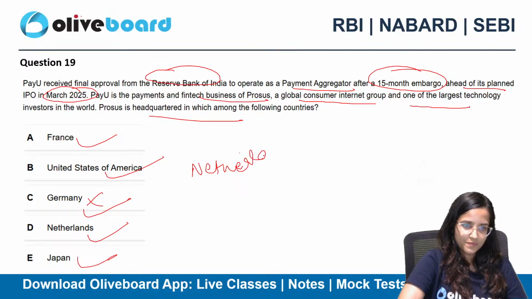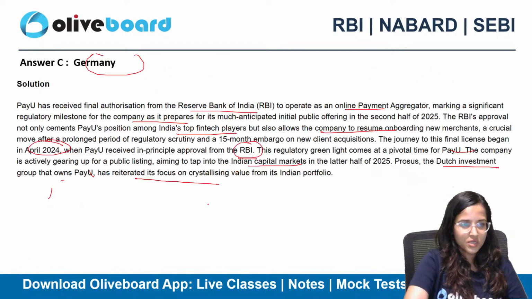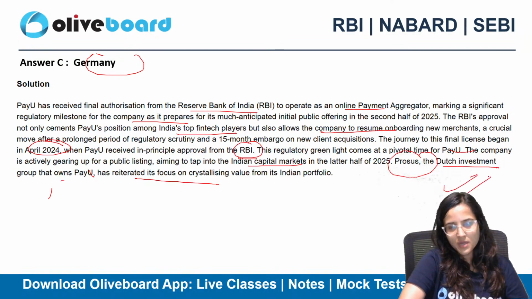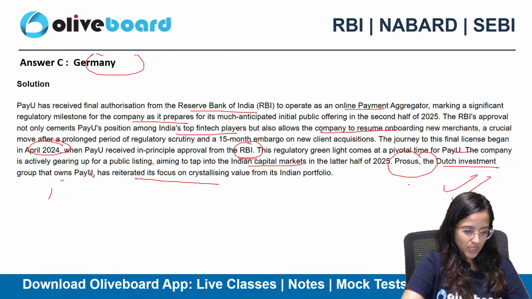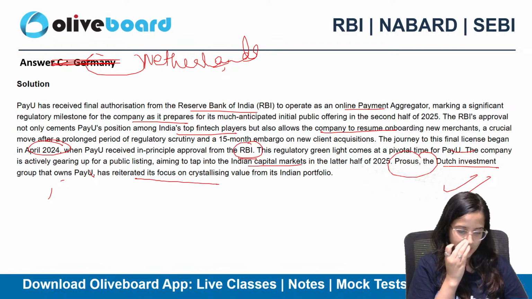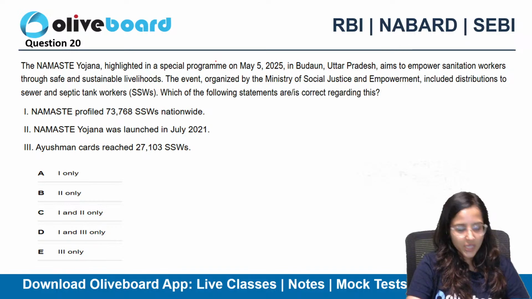Yes, exactly. So my bad, the option here was not correctly written. That is why I was checking it with what is the correct answer. So it is not Germany, it is Netherlands. Okay. So Rahul, you were absolutely correct. Netherlands is the correct answer. Very good. Okay. Last question for today.